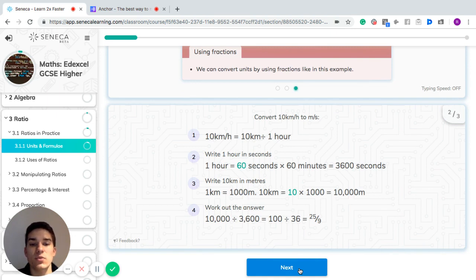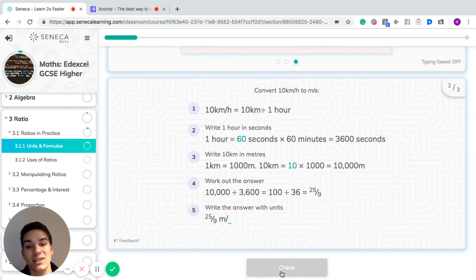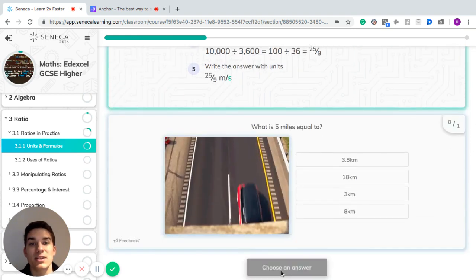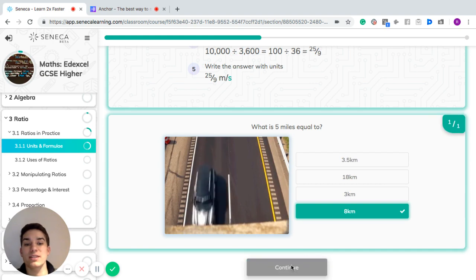Now to work out the answer, we take the number of meters divided by the number of seconds. So 10,000 divided by 3,600. That's the same as 100 divided by 36 if we cancel down. And that gives us 25/9. So if we want to write the units, in this example, it's meters per second, because we divided the number of meters by the number of seconds. Now remember, converting between miles and kilometers, 5 miles is the same as 8 kilometers. So we need to remember that ratio for the exam.